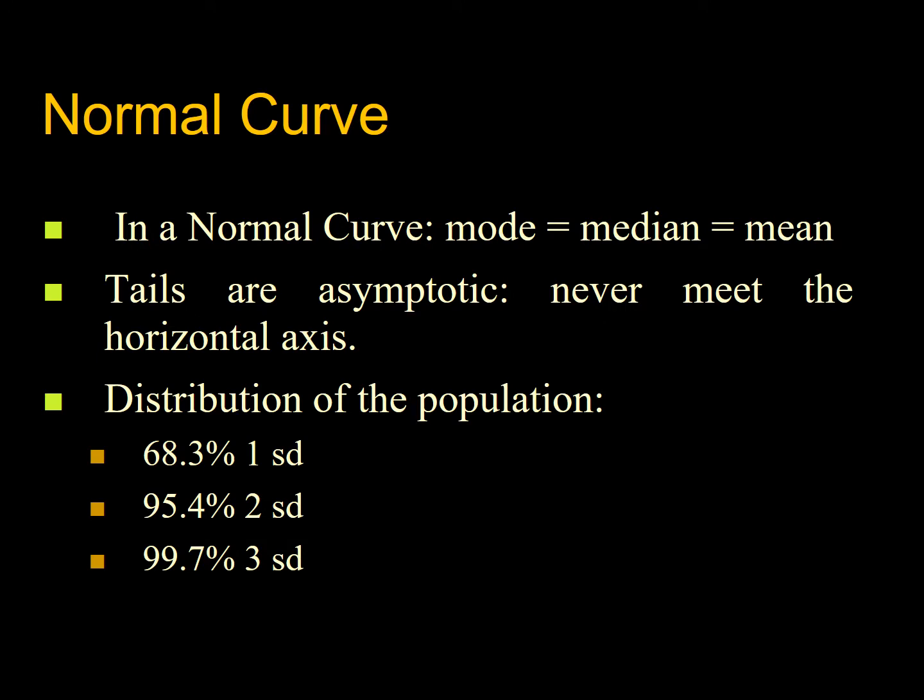Now, in a normal curve, the mode, the median, and the mean are the same. Now, the tails in a normal curve are asymptotic. They approach, but they never meet the horizontal axis as they stretch out to the extreme left and the extreme right. Now, the distribution of the population can be described using standard deviations that we looked at before.